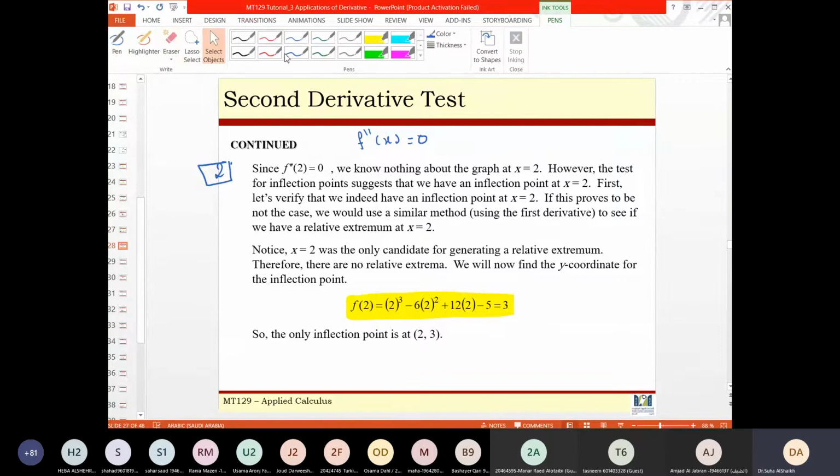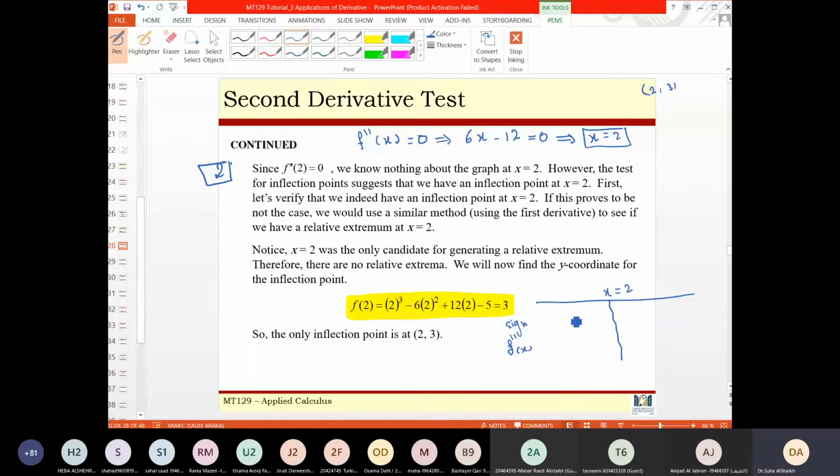What is f double dash? It is 6x minus 12 equal to 0. This implies that x is equal to 2. The same point I got before, which is the point 2 and 3, huh? So this point may or may not be an inflection point. To make sure, we draw the line, we put x equal to 2, but now we will study the sign of what? Of f double dash of x.